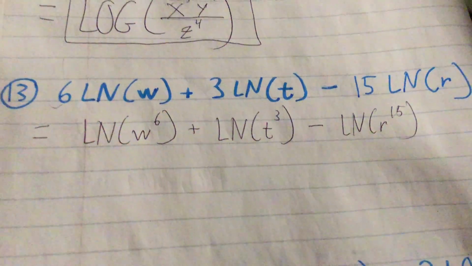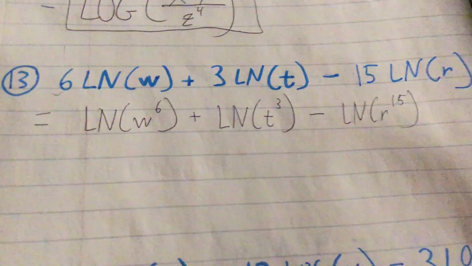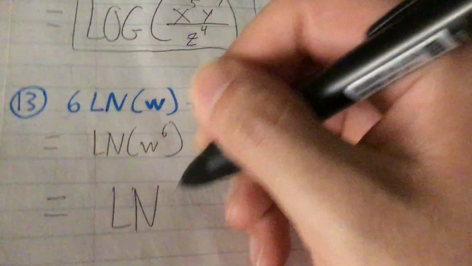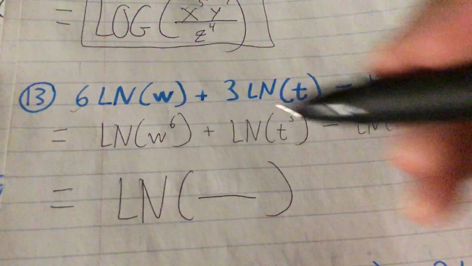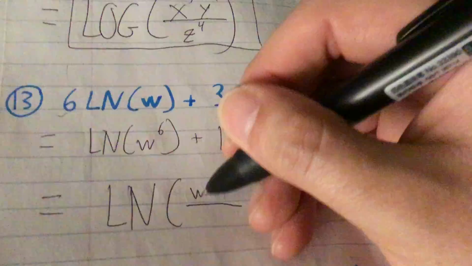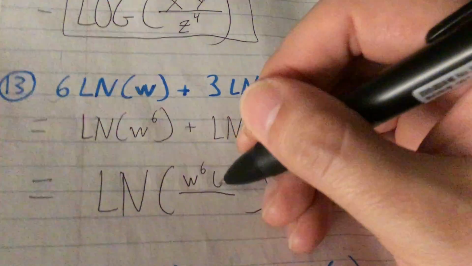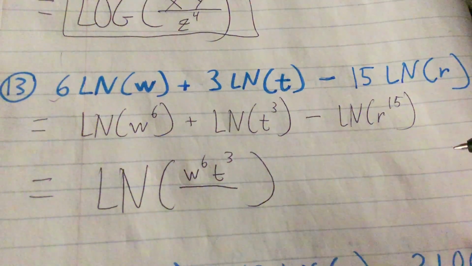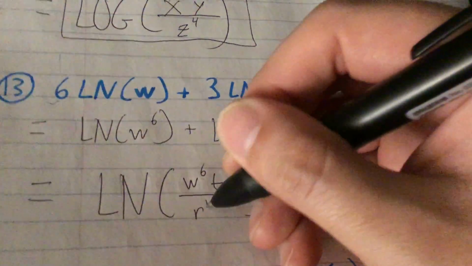Okay. Positives on top, negatives on the bottom. So now I can make this whole thing the natural log of top over bottom. W to the 6th is on team positive. T to the 3rd is on team positive as well, so they both go on the numerator. And r to the 15th is on team negative, so that goes in the denominator. There you go.